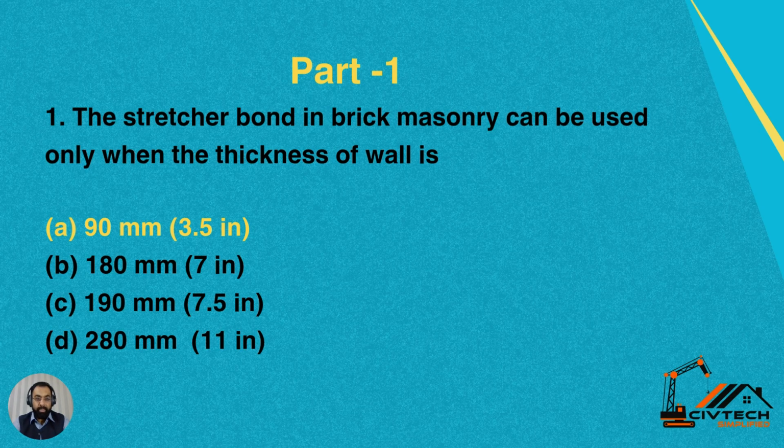Question number one for today is: the stretcher bond in brick masonry can be used only when the thickness of the wall is. The options are A, 90 mm or 3.5 inches, B, 180 mm, C, 190 mm, D, 280 mm. So the correct option for this question is option A, 90 mm or 3.5 inches.